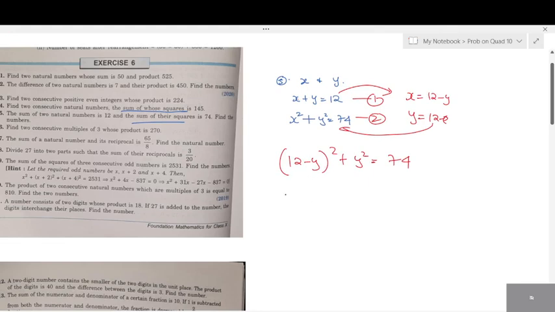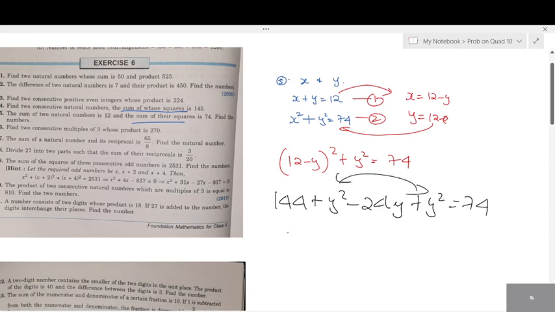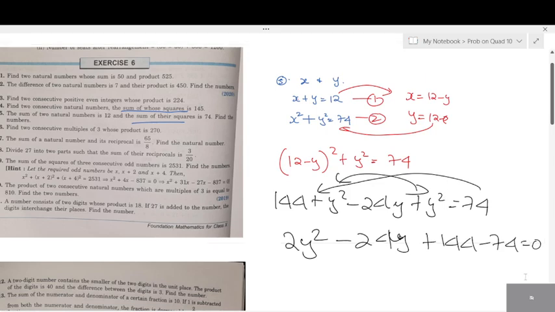Then use a minus b the whole square. 144 plus y square minus 2 twelves are 24y plus y square is equal to 74. Plus y square and plus y square gives 2y square. Shift this 74 here. So you'll get 2y square minus 24y as it is, plus 144 minus 74 is equal to 0.